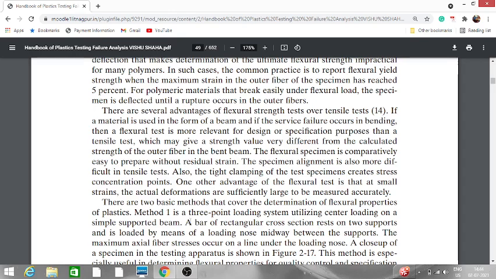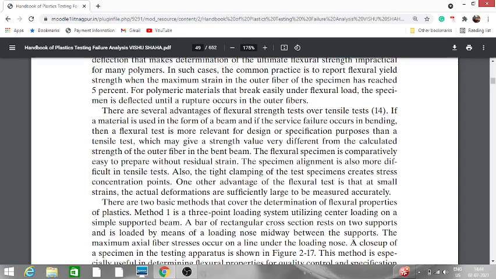Like, we placed a beam and applied central loading on top of it. A bar of rectangular cross section rests on two supports and is loaded by means of a loading nose midway between the supports. So this is called 3-point loading: 2 points at the supports and 1 point of loading. The maximum axial fiber stress occurs on a line under the loading nose.